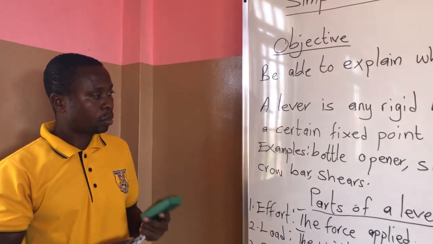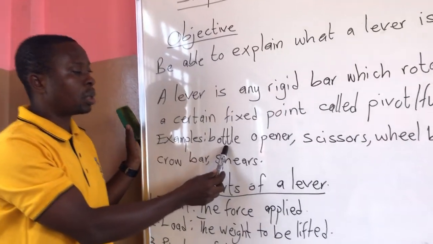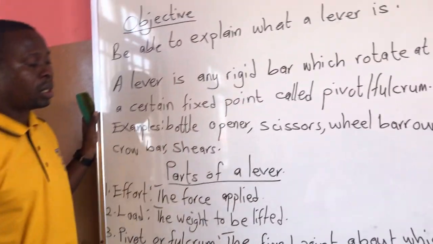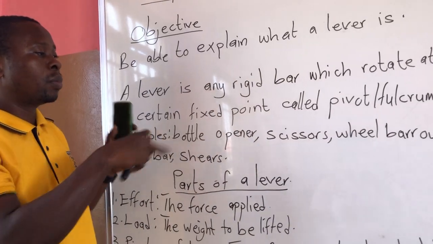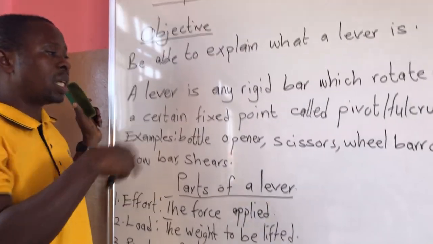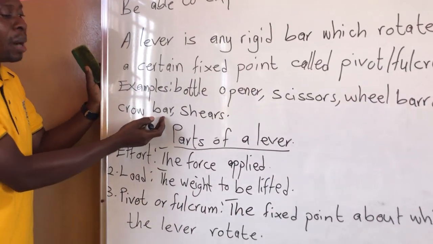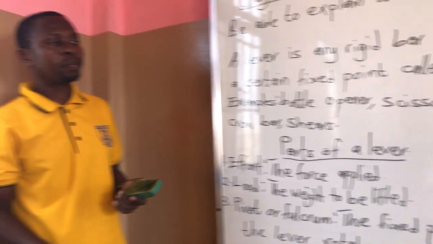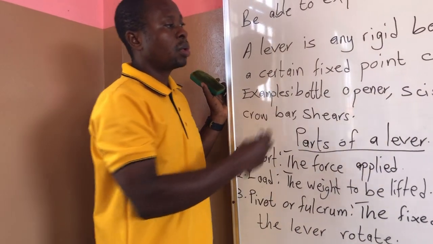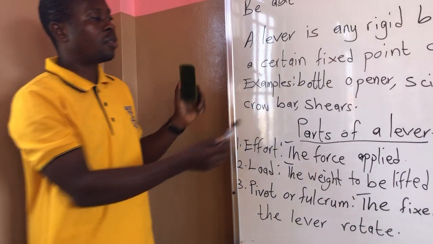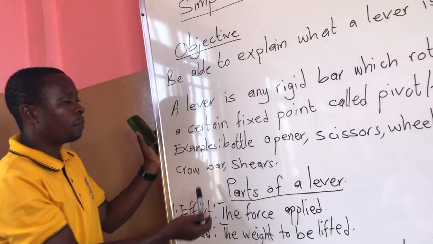Now let's look at some examples. We have a bottle opener, an example of a lever. We have scissors. We can see that the center of the scissors can rotate. Then we have a wheelbarrow. We have a crowbar and shears. These are some examples of a lever.